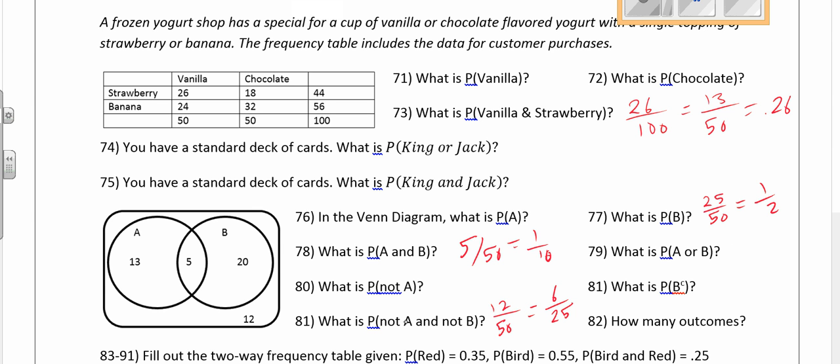81, what's the probability of not A and not B? Well, if it's not A and not B, it can't be in the circle for A, can't be in the circle for B. All that's left are these 12 things right here. So 12 divided by 50, and that reduces to 6 out of 25.